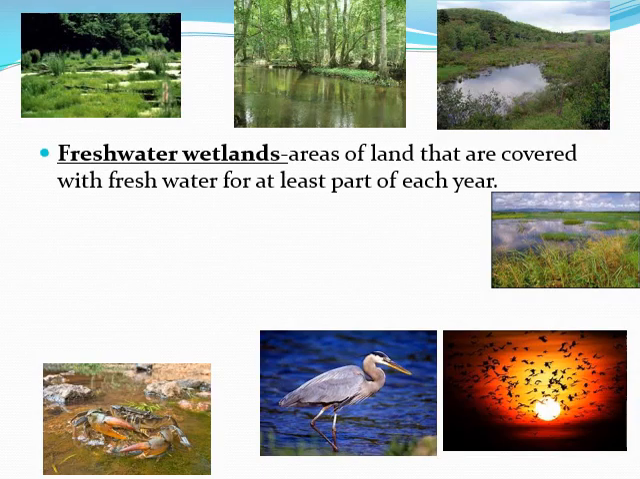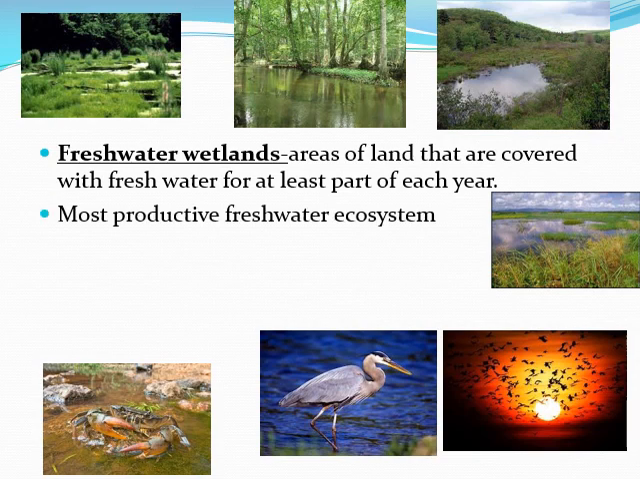Another freshwater ecosystem that you've probably heard of are wetlands, and these are areas of land that are covered with fresh water for at least part of the year. So these places I kind of think of them as being like a soaked sponge. Sometimes there's so much water that you have water up on top of the land, and sometimes the land's just really, really wet underneath. This is the most productive freshwater ecosystem since there is so much land contained in the ecosystem. We can see pictures of different wetland areas here.